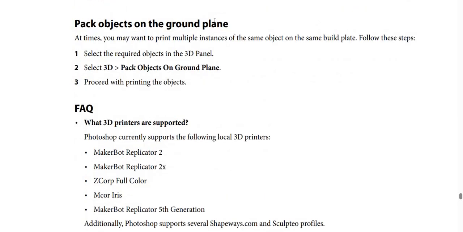And what about back objects on the ground plane? Back objects on the ground plane means that at times you may want to print multiple instances of the same object on the same part plate, and you should follow these steps now.